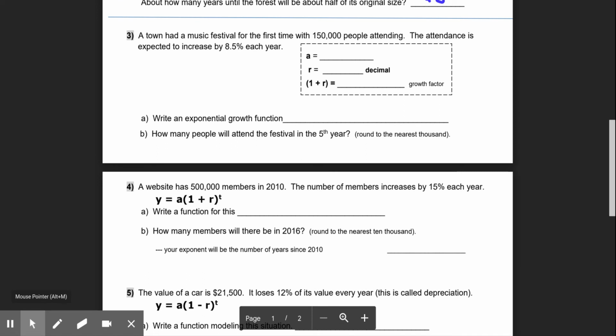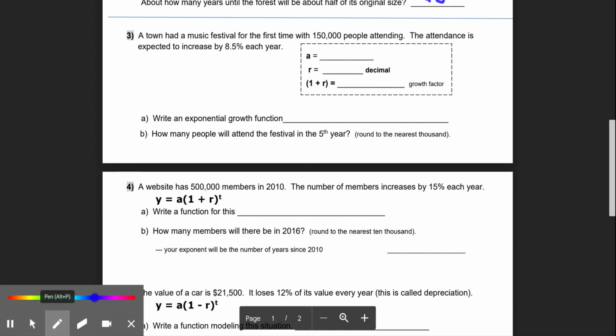All right, let's take a look at problem 3. A town had a music festival for the first time with 150,000 people attending. Wouldn't that be nice? Maybe after this pandemic, we'll be able to get back to that. The attendance is expected to increase by 8.5% each year.